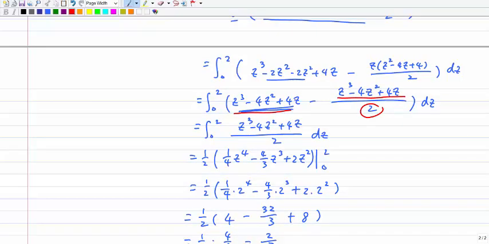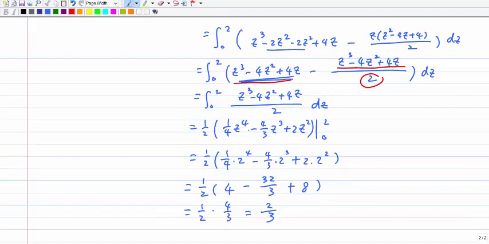If you integrate the half, I move the 1/2 outside. The integration of this guy will be 1/4 of z to the 4th minus 4 divided by 3 times z cubed plus 2z squared. Do all the integration and evaluate from 0 to 2. So this is 1/2 times the value where I replace z by 2, and minus 1/2 times the value where I replace everything by 0. That doesn't matter, it's still 0, so I ignore this part. Now I do some cleanup and calculate this value, and this becomes 2/3.